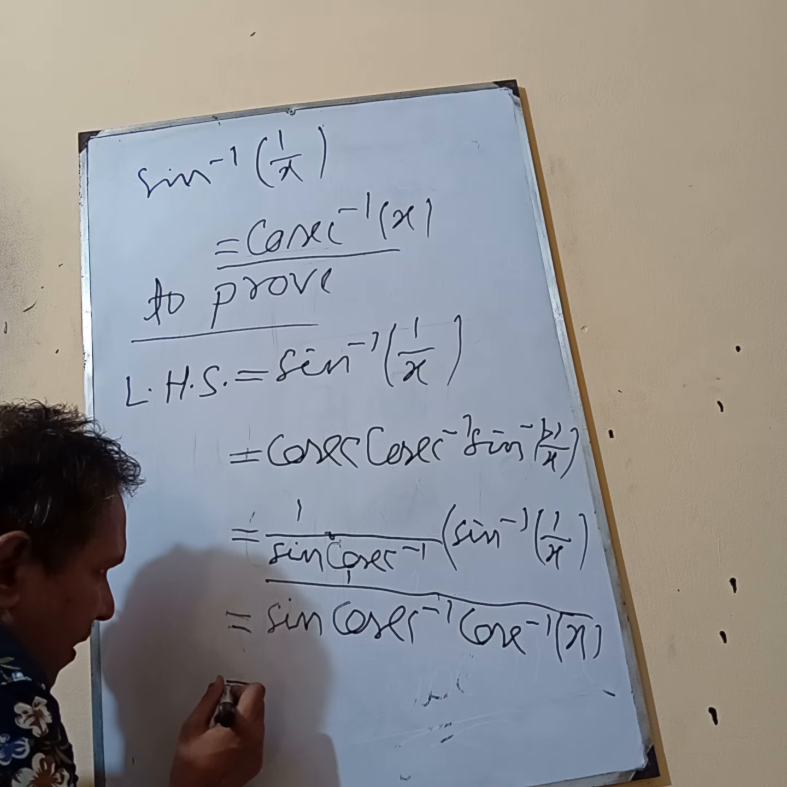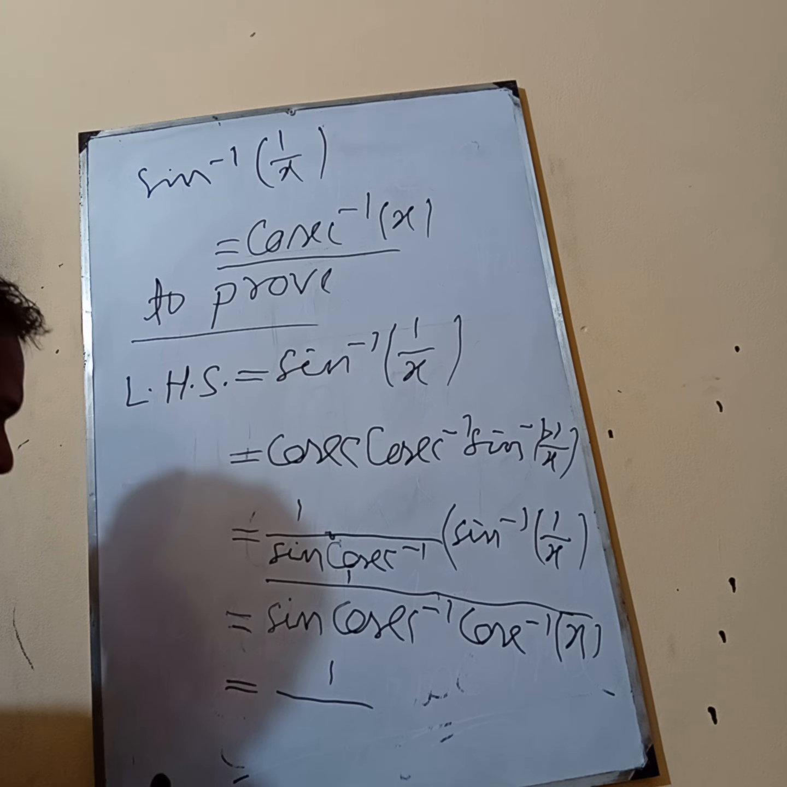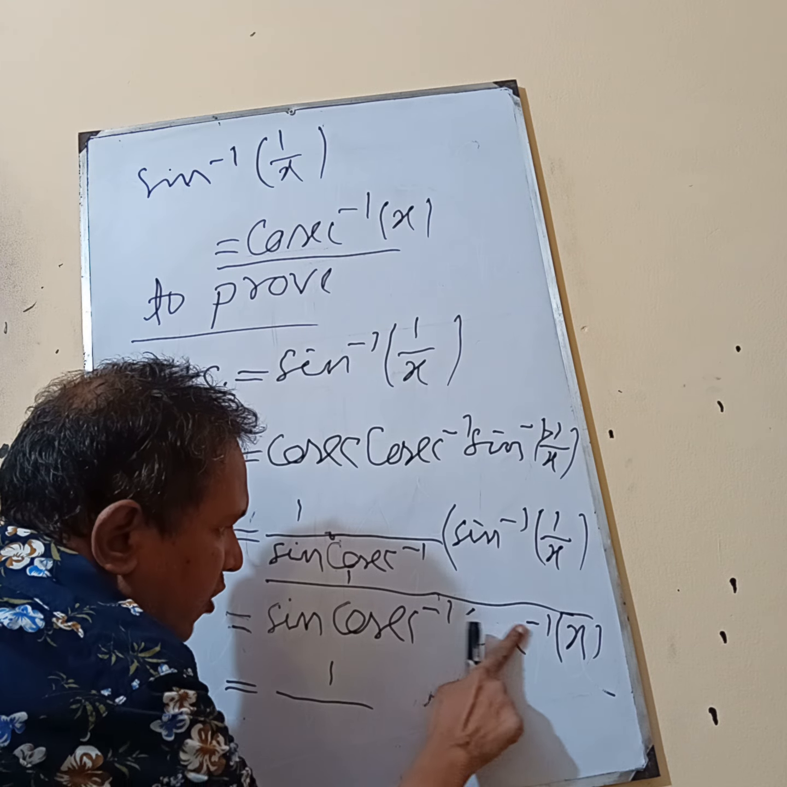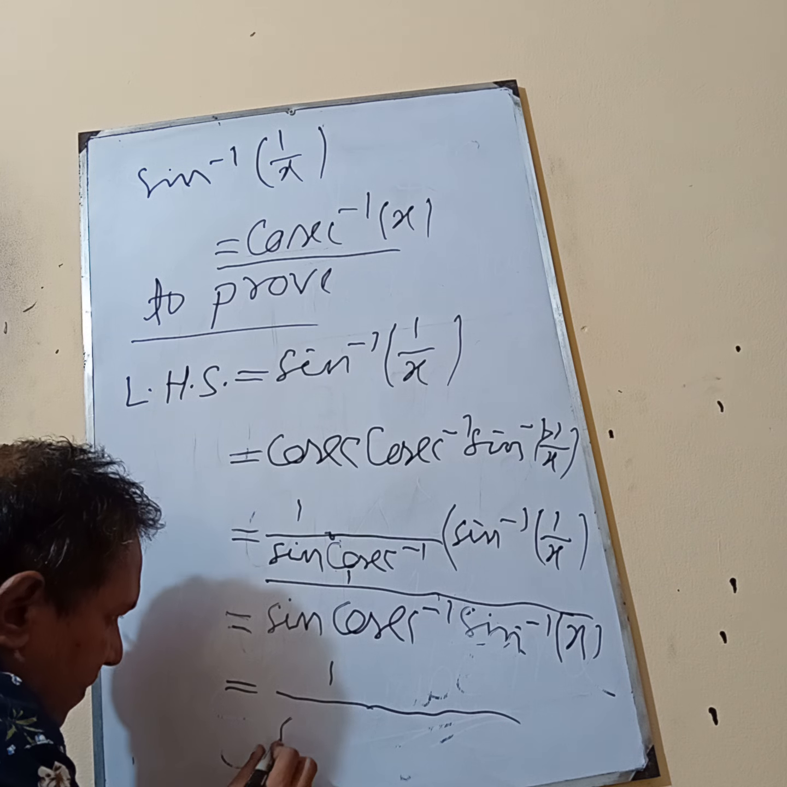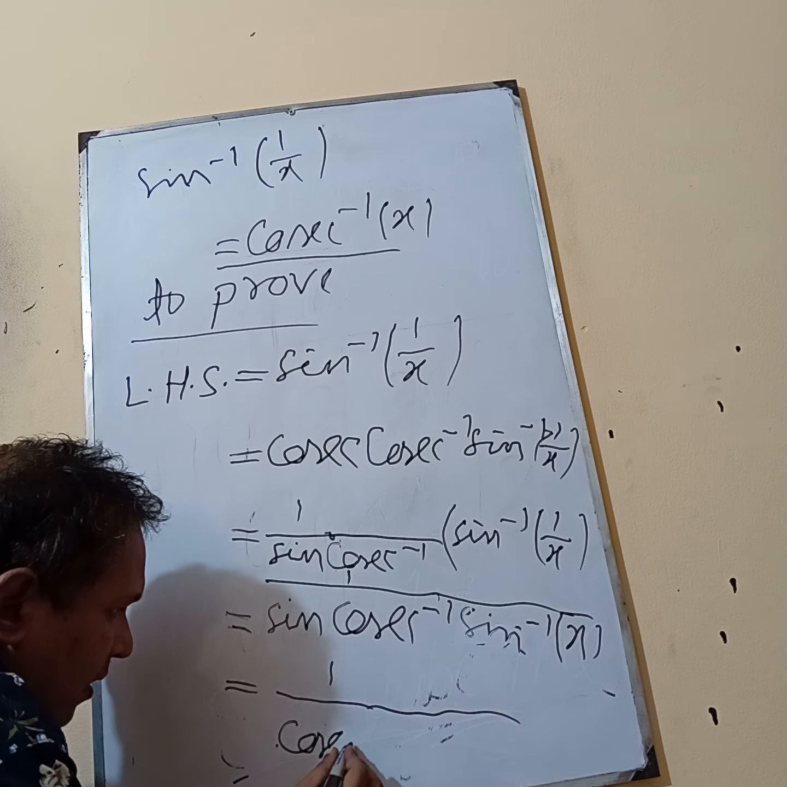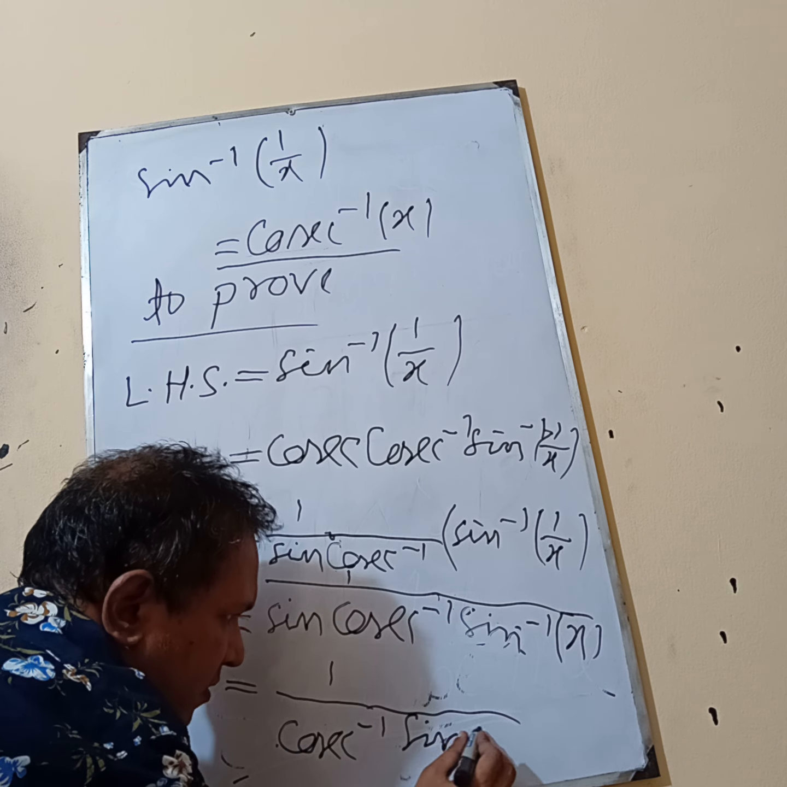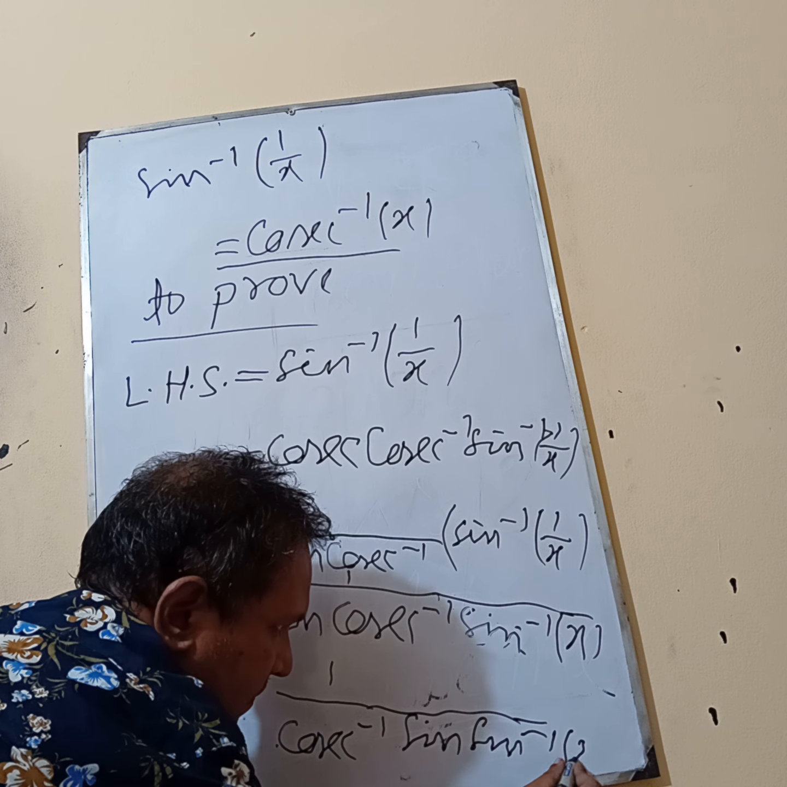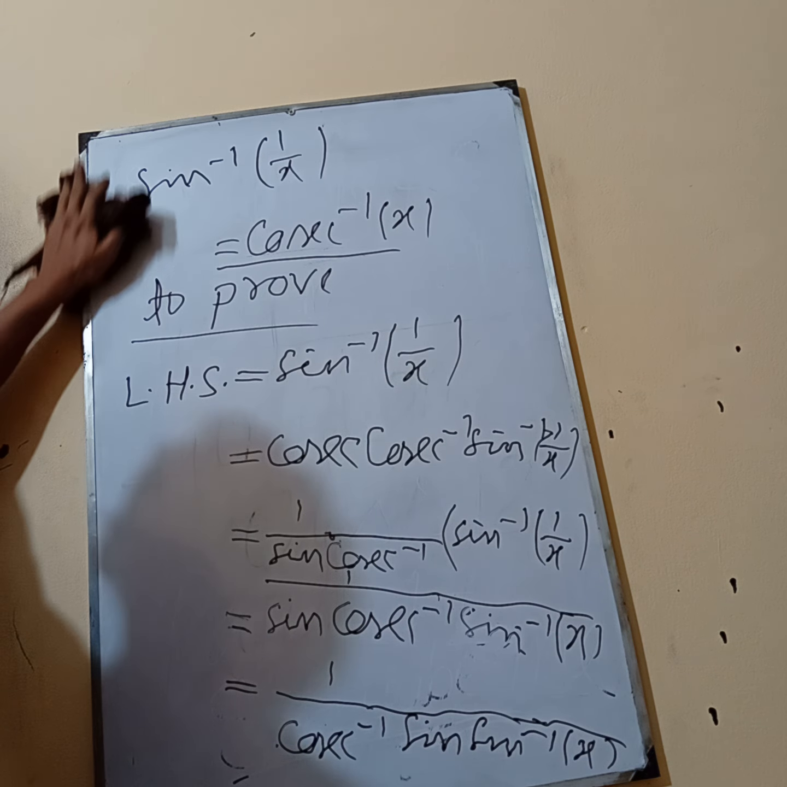Then 1 by sin x, sin inverse 1 by x, just change to cosec inverse x. So I have to write it now.